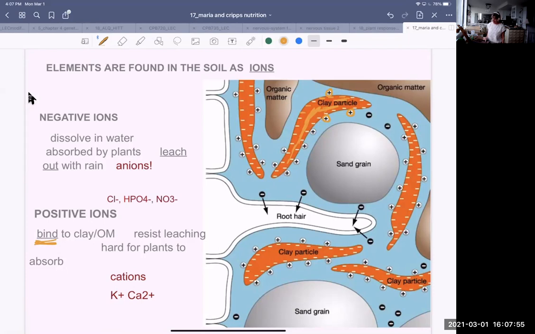Other anions are chlorides, phosphates, nitrogen, nitrates. So quite a few negatively charged ions in soil. They're dissolved, so they tend to leach out with the rain. That just basically means the rain washes it out. And then when it washes out of the soil that's usable for the plant, it can wash it into the bedrock underneath where it's no longer available.